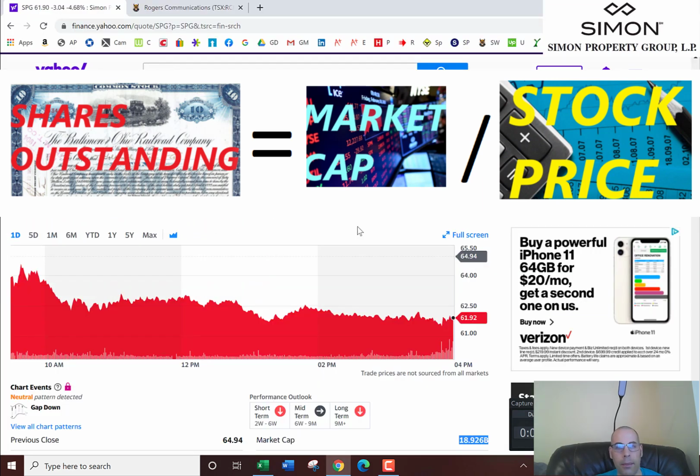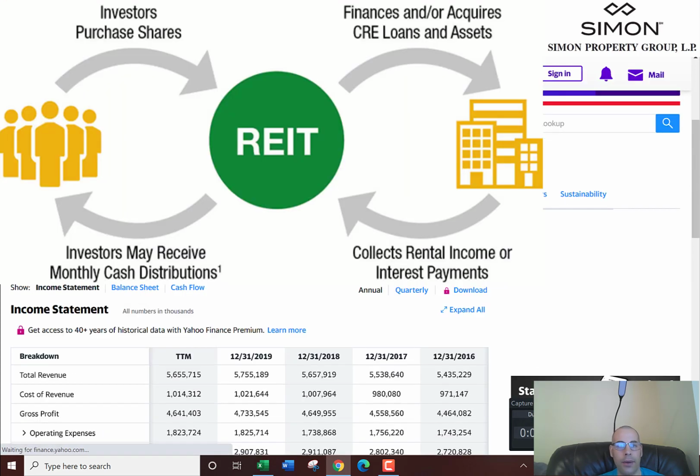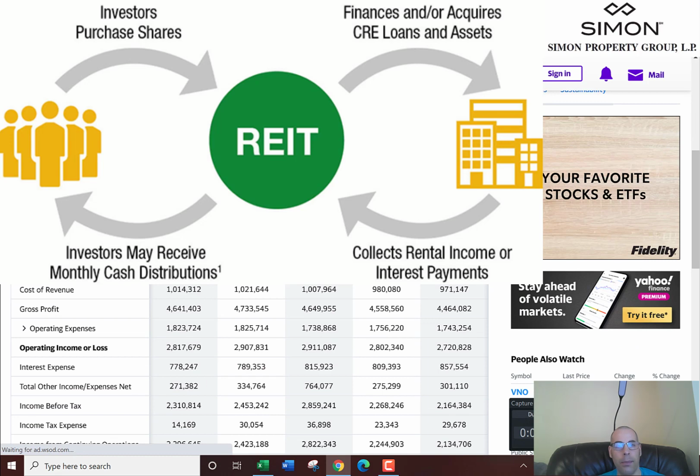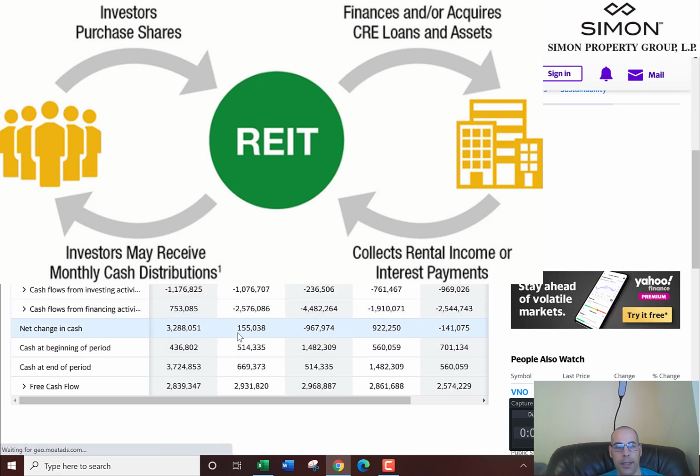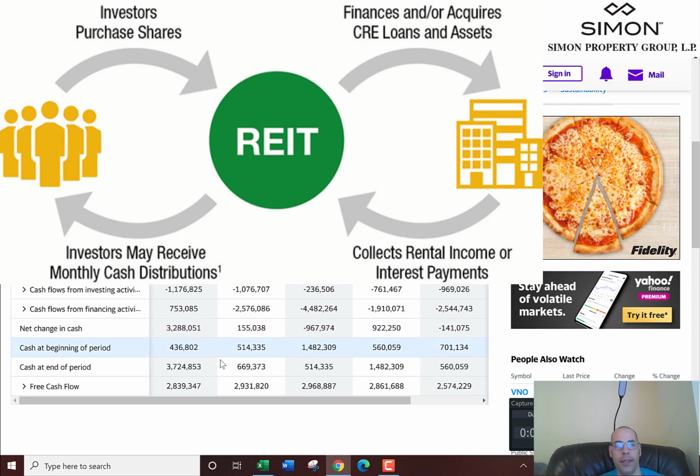A REIT is a company that buys real estate and leases it or rents it out to individuals or companies and uses those payments to pay its investors in the form of dividends.